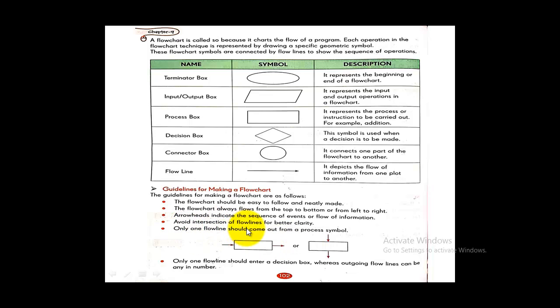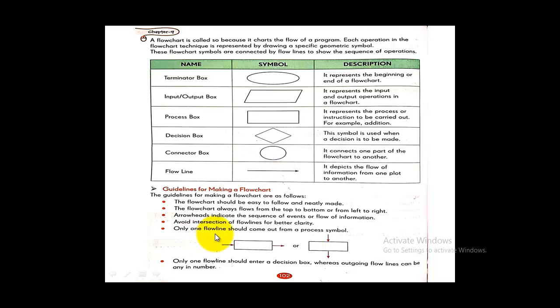Avoid intersection of flow lines for better clarity. Avoid the crossing of lines, so that there is no confusion. Flow lines should not cross or intersect each other.